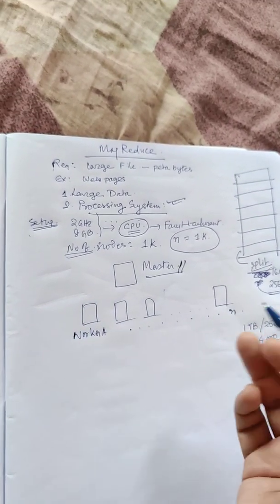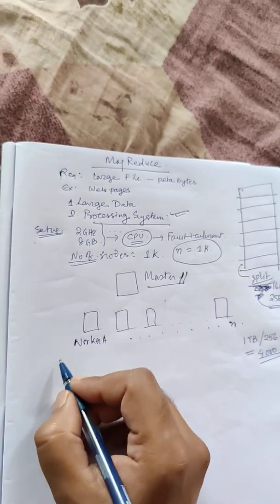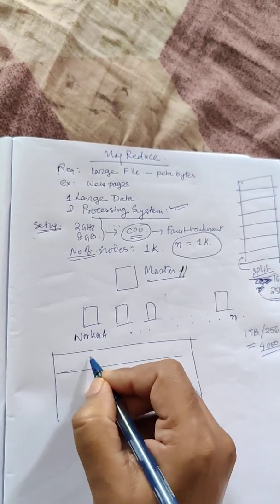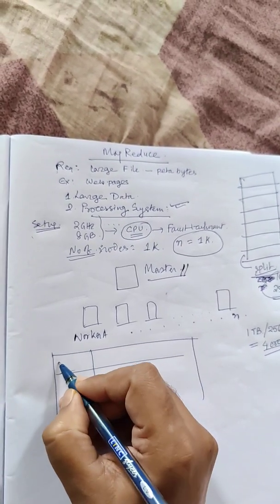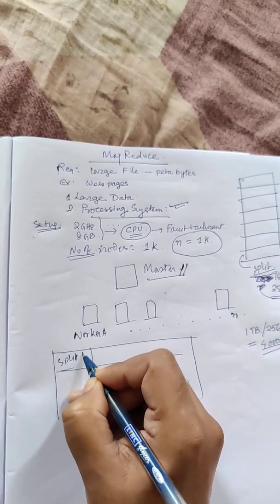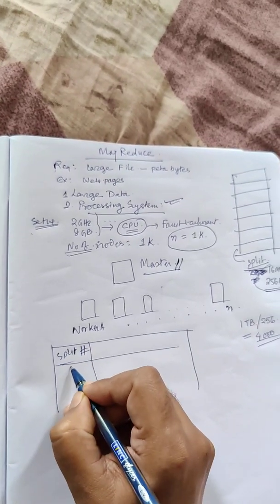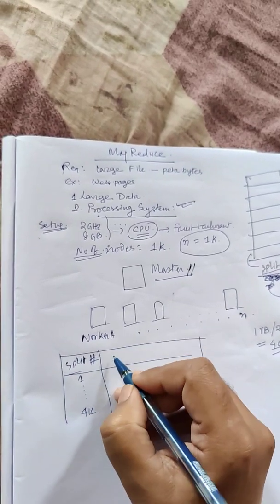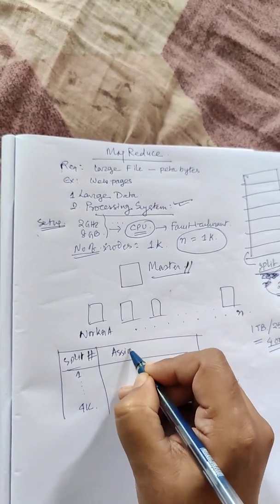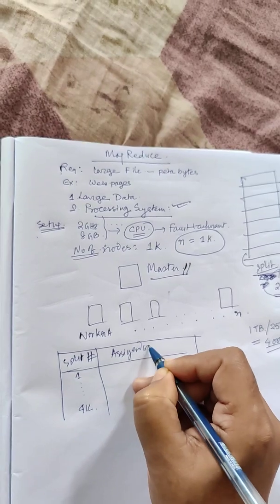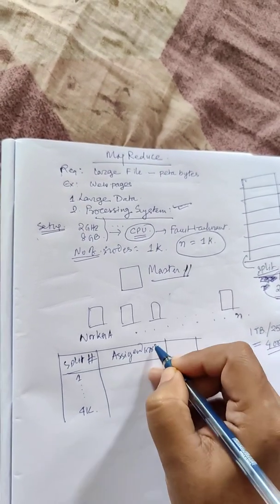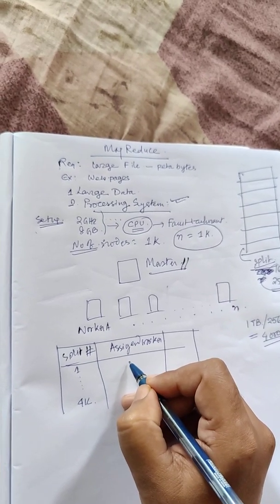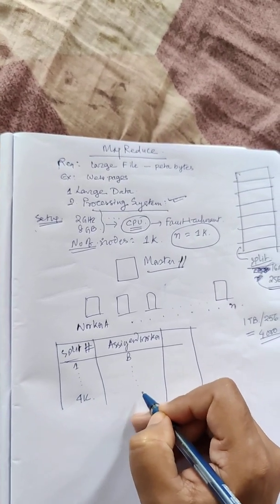Now the master is going to keep track with a table. This table will have the split number, starting from 1 to 4K. Then there would be assigned workers, showing which worker is assigned which split, and that is going to be mentioned by starting from B, C, D to N.